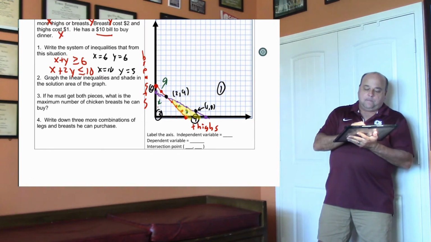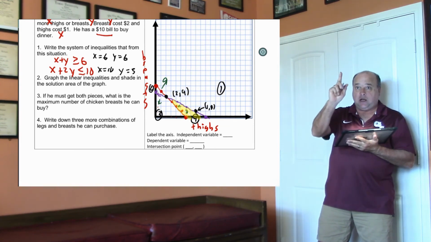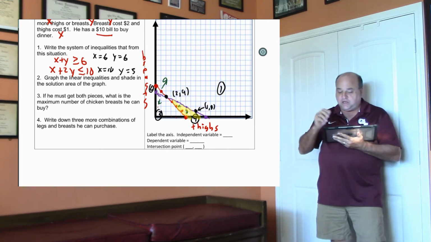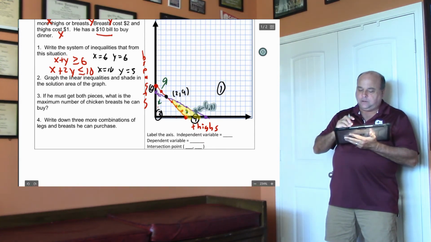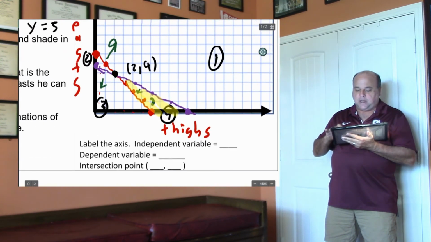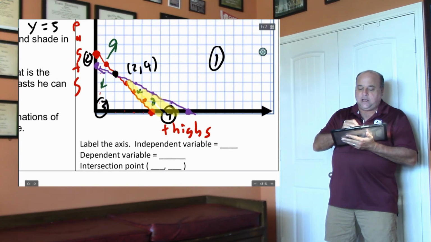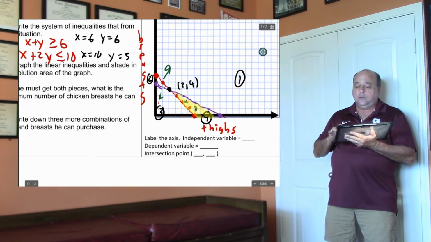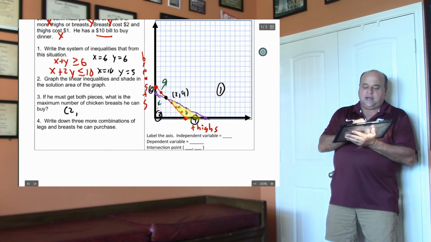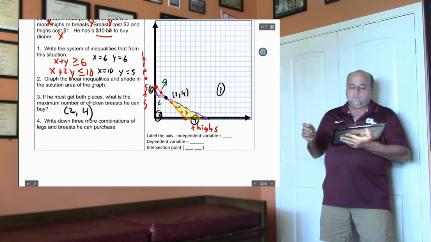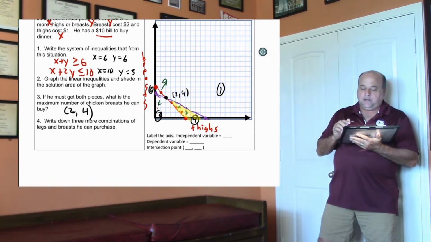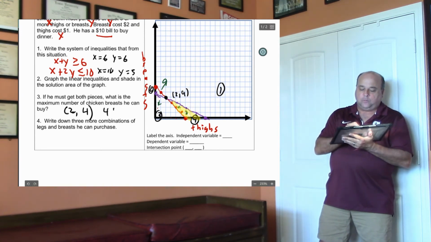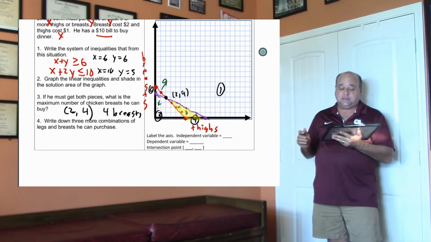Okay, now then, if you must get both pieces, what is the maximum number of chicken breasts he could buy? Is, like, the most he could buy, I'm sorry, that would be the least number of chicken breasts. So let's figure out the most chicken breasts he could buy. So we're going to go up, and right here, they're both solid lines, aren't they? So he could get 2, 4. So he could buy 2 thighs and 4 chicken breasts, couldn't he? Okay, so the 4 would be your Y, which is the breast, so 4 breasts. He could get 4 breasts, but only 2 thighs. That would add up to $10.